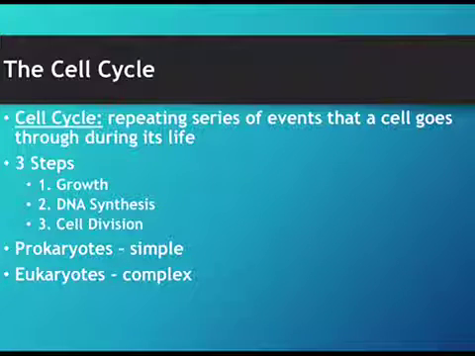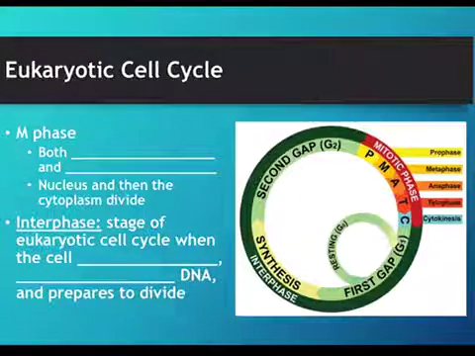The cell cycle is a repeating series of events that a cell goes through during its life. And this is the same for both prokaryotes and eukaryotes. They have the same basic steps. However, again, the prokaryotic cell cycle will be much more simple, whereas eukaryotes will be much more complex. The three main steps of the cell cycle are the growth phase, DNA synthesis, and then finally the cell division. So we're going to take a look at the eukaryotic cell cycle in a little more detail.